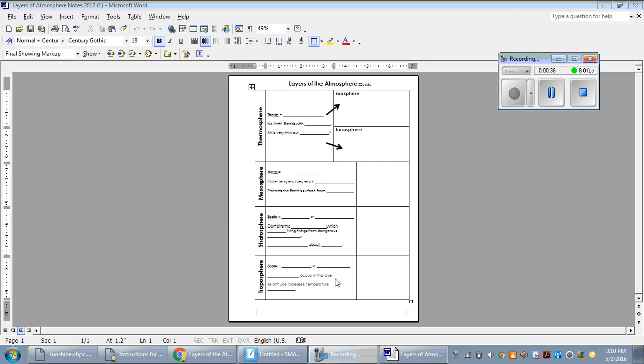Your paper is set up into two columns, the left side for taking notes as I talk, and the right side for drawing pictures of the things that you would find in each of the layers of the atmosphere. Please feel free to use colored pencils, and be sure to pause the recording often so that you can get all the information you need. Let's get started.